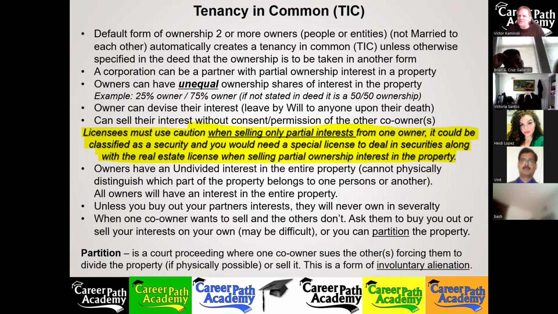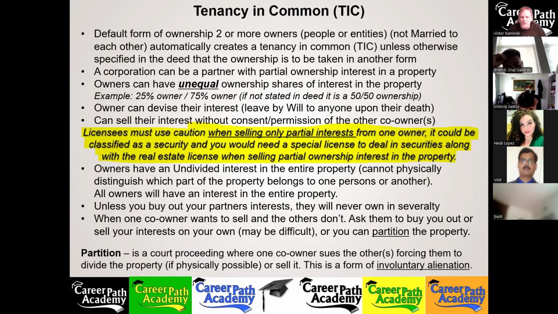That's what they mean by undivided interest in the property. So all owners will have an interest in the entire property. And unless you buy out your partner's interest, they will never own it in severalty. You will never own it in severalty unless you buy out your partner's interests, because they could always sell it off to someone else, or they can leave it in a will to somebody when they die.